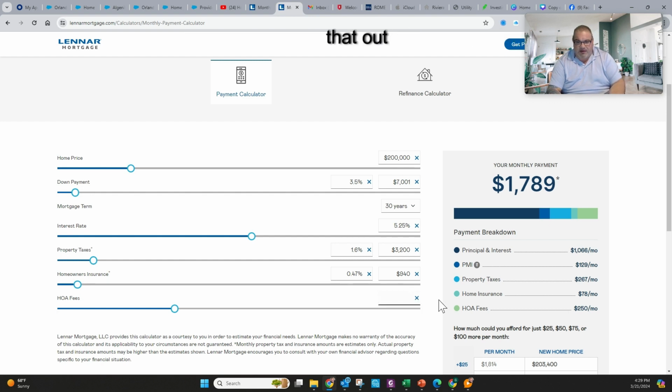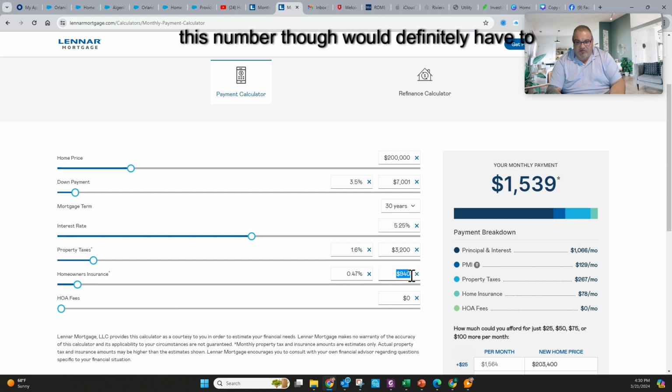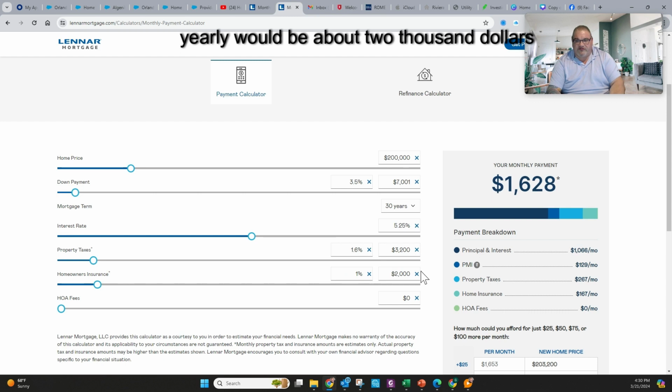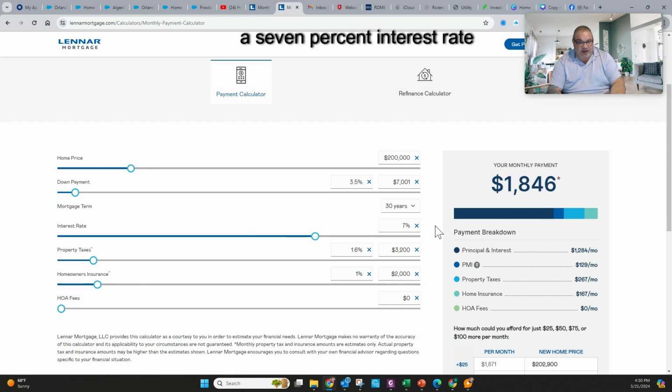So we'll clear that out. This number, though, would definitely have to go up, because your average insurance payment yearly would be about $2,000 a year. And it would not be new construction, and you would no longer look at a 5.25. You would look probably closer to a 7% interest rate. And that's what would get you under $200,000. You're looking at roughly between $1,800 and $1,900 a month.